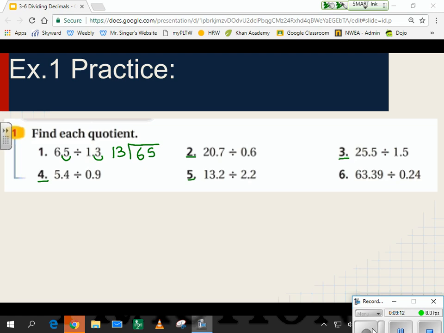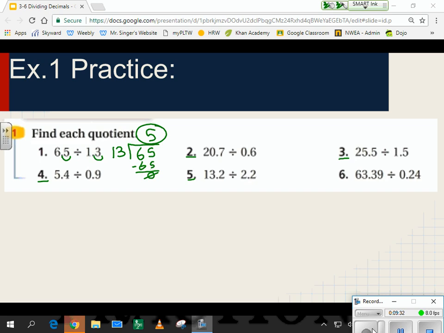So 13 times 1 is 13. 13 times 2 is 26. 13 times 3 is 39. 13 times 4 is 52. And 13 times 5 is actually, you guessed it, 65. And when I go through, I see I have 0 remainder. So for number 1, the answer is 5.